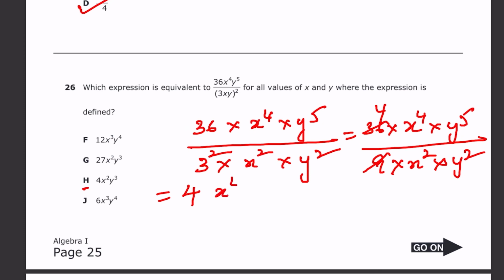Now you're getting x to the power of 4 minus 2, and y to the power of 5 minus 2. So you're getting 4 x squared y cubed. So therefore option H is correct.